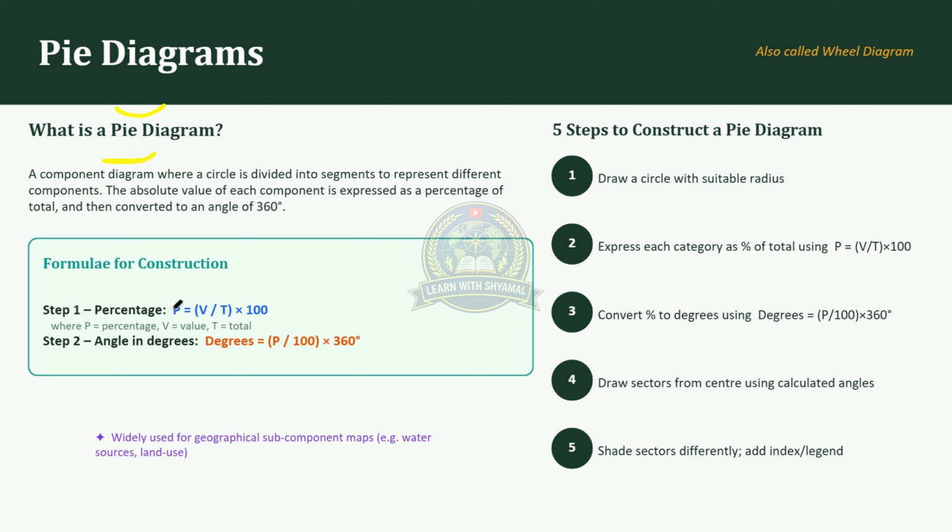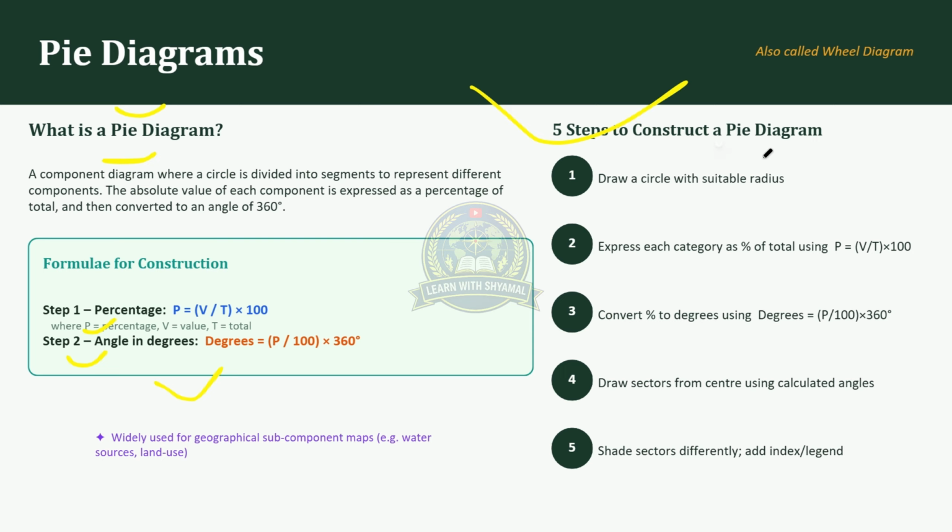Step 1, percentage P is equal to V divided by T into 100, where P is percentage, V means value, and T means total. Step 2, angle in degrees is equal to P divided by 100 into 360 degrees, where P means percentage. It is widely used for geographical subcomponent maps, for example water sources and land use maps.